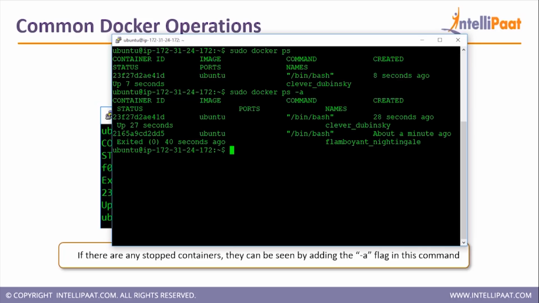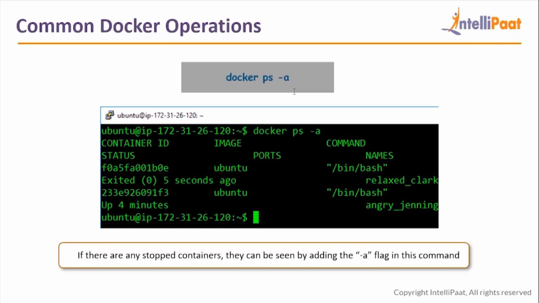And with this, I can see the containers which are running. So this is the container which is running, which was made around 27 seconds ago. And this is the container which has exited, which we manually stopped. And we can see that also by passing the command sudo docker ps -a.